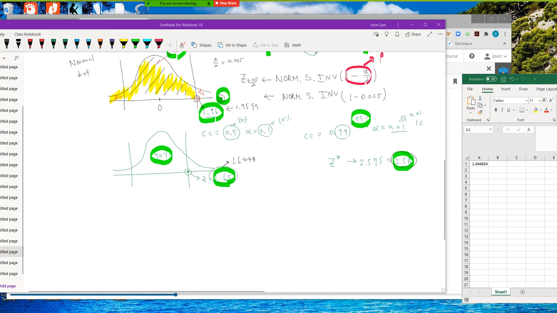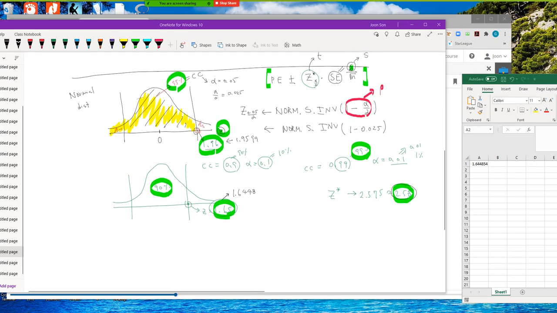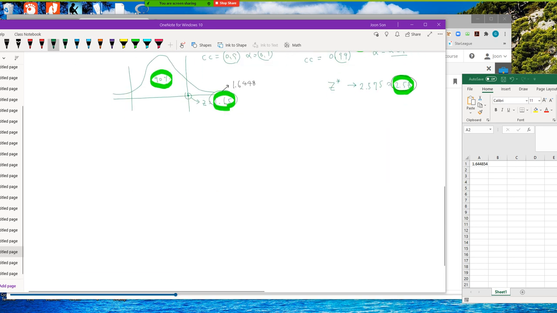Okay, so the reason I'm telling you this is we need to use a z-distribution for the interval estimation for population proportion. The idea is the same.